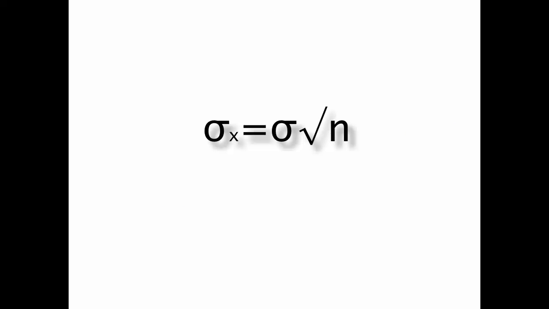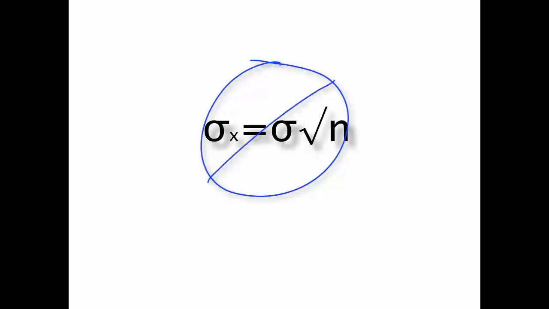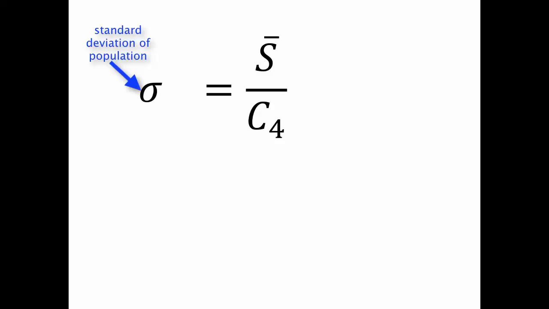Rather than using the standard error of the mean to calculate the standard deviation of the population, as we've just done, industry standard is to use a different formula. Studies have shown that an estimate for the standard deviation of the population, or sigma, can be calculated using the following formula: S bar divided by factor C4.